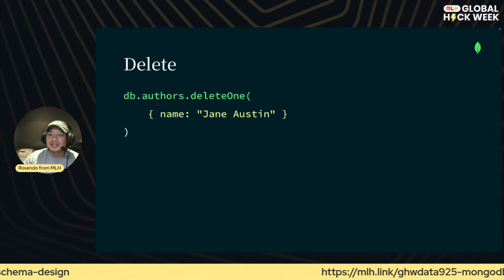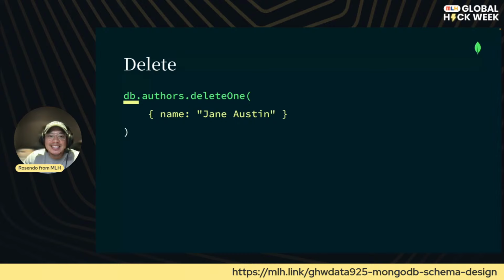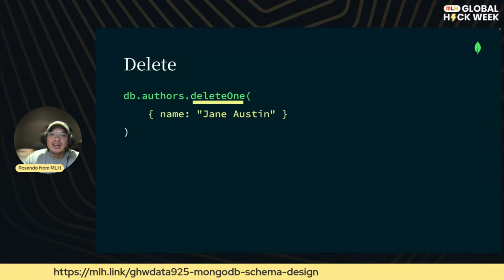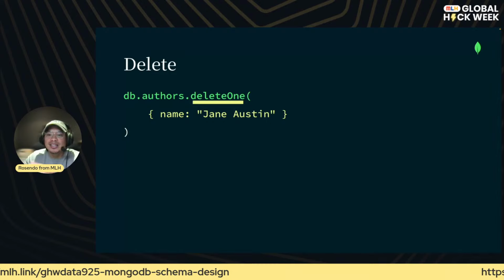And finally, let's talk about delete. So again, very similar syntax. We've got the database. We've got the collection of authors. We're going to delete one. You could always delete many. It's just a different method that you can use. But here we're going to be deleting one.